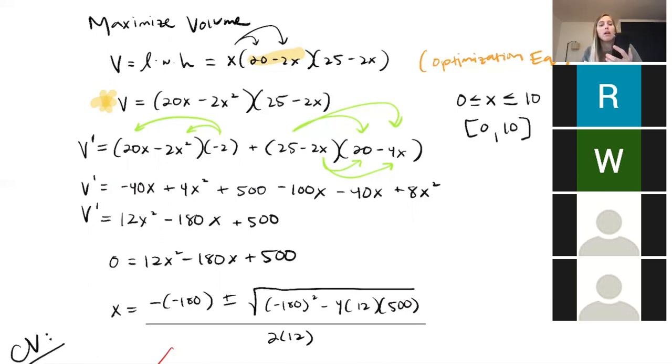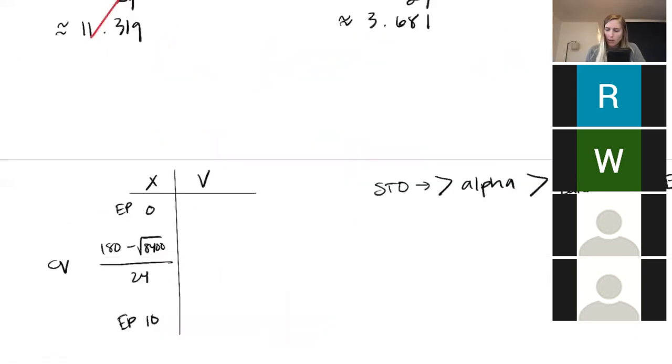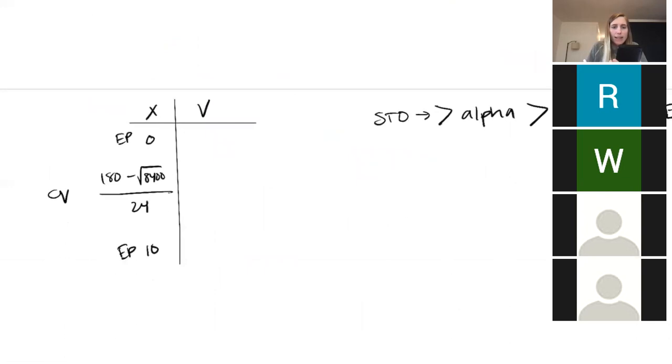Okay. So I don't know if you guys are able to see that maybe, but that's a lot less complicated to type in. So I get approximately 820.528 for the volume at the critical value. You can think about plugging them in, but 0 volume for our endpoints. So that ends up being our absolute max.